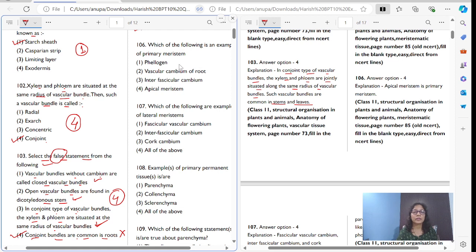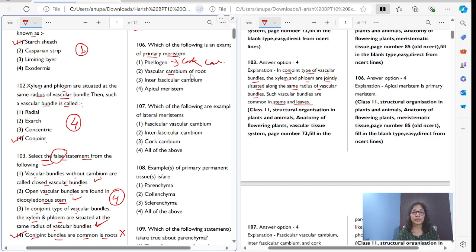We have to find out the example of primary meristem. The first option is phellogen. Phellogen is also known as cork cambium, and it is not a primary meristem, it is a secondary meristem. So this is not the right answer.